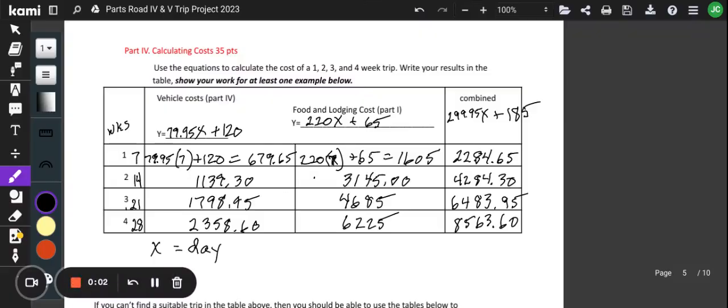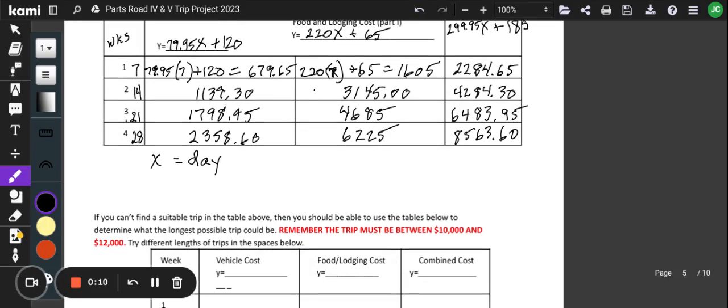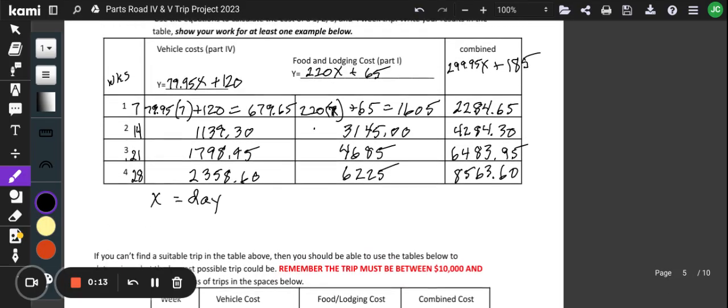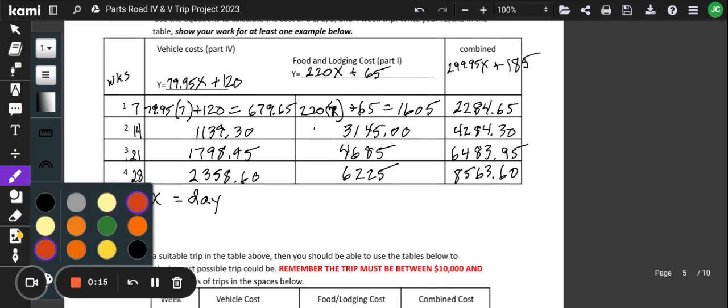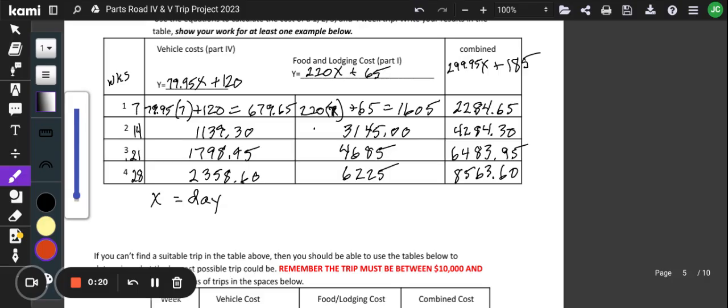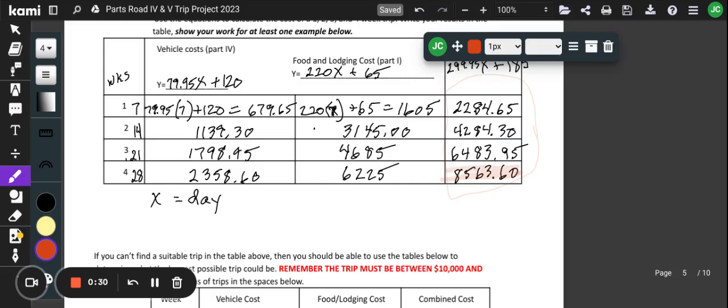Okay, I'm back, and I just took a minute to go ahead and finish filling this table out instead of making you watch me do it. I want you to notice something here, and that is that this over here is not going to work, right? Because the most I've got here is $8,563.60, and I need it to be at least 10,000.